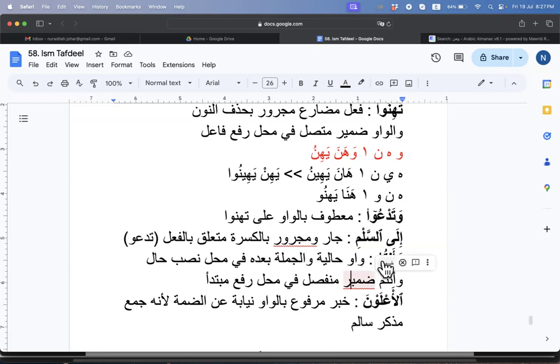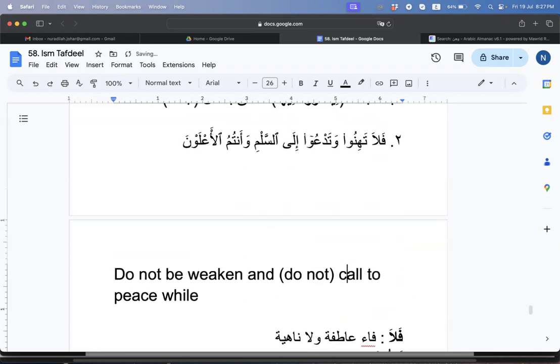So what's the translation here? While you are what? While you are. What are the root letters here? What kind of word is this? This is again something nakis, sister, right? Hamza. While you are.